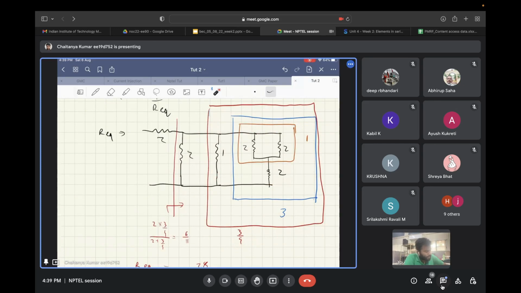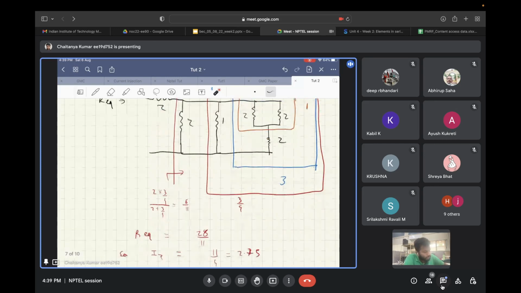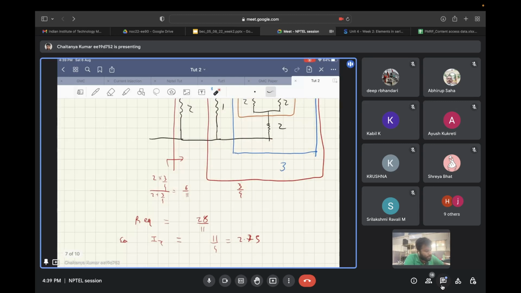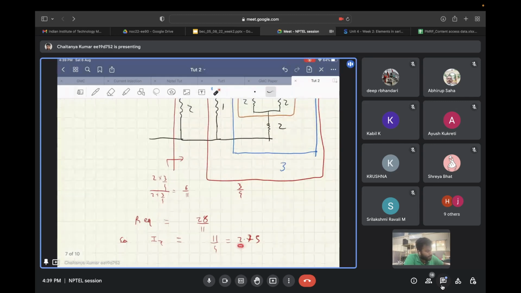And then 3 by 4 kilo ohms and 2 kilo ohms in series, parallel, that will be 6 by 11 kilo ohms. And then in series with 2 kilo ohms, so equivalent resistance comes out to be 28 by 11 kilo ohms. And if you divide the voltage by it, you will get current Ix as 2.75.